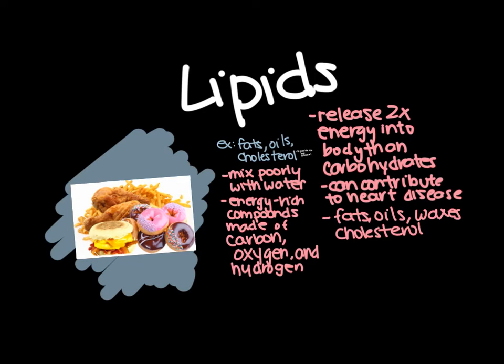Lipids are energy-rich compounds made up of carbon, oxygen, and hydrogen. They mix poorly with water and release twice as much energy in the body as carbohydrates do. Examples of lipids are fats, oils, and waxes. Fats are found in meat, butter, and cheese, while oils are found in corn, sunflower seeds, and olives.